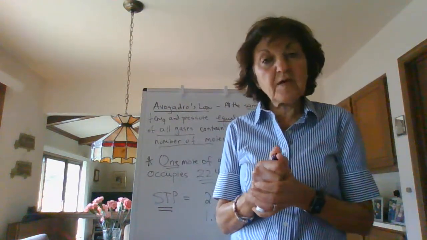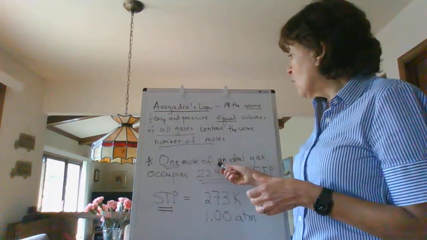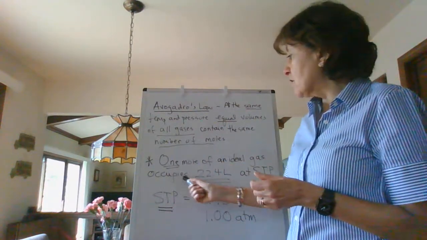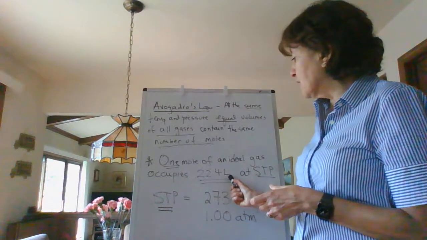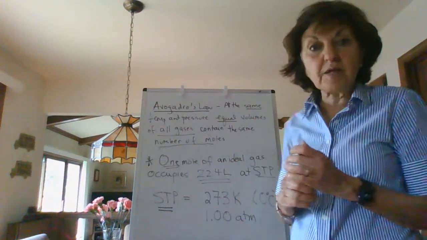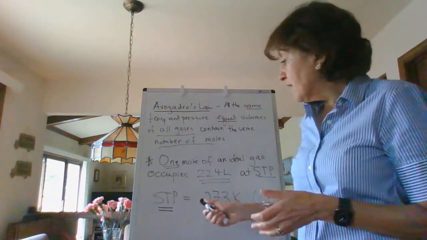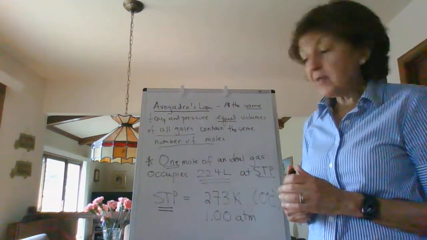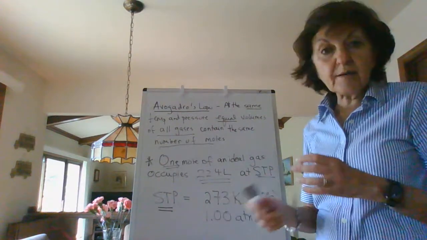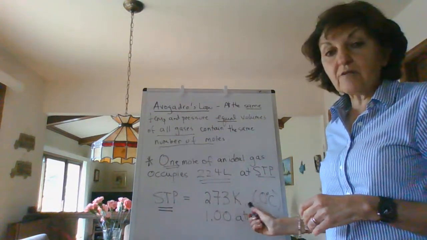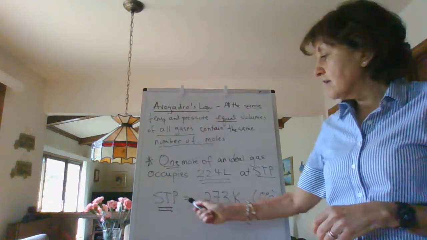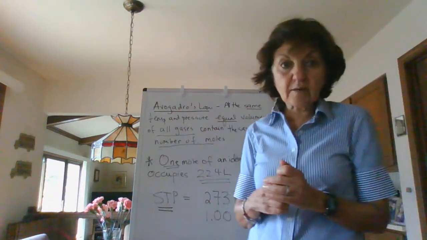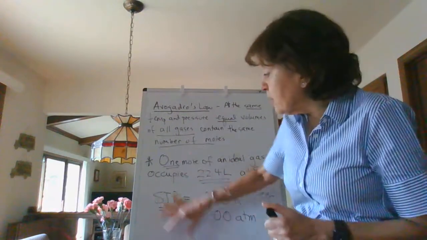What is STP? Well, 1 mole of an ideal gas occupies 22.4 liters at STP. STP is standard temperature and pressure. Standard temperature is 273 Kelvin, which is 0 degrees Celsius. Standard pressure is 1 atmosphere. How are we going to use this?